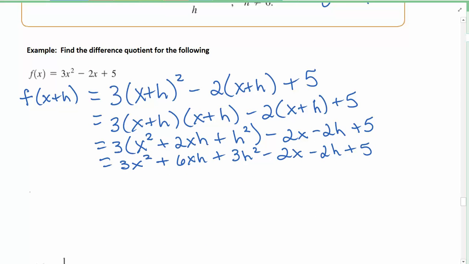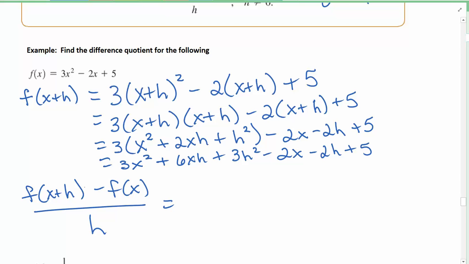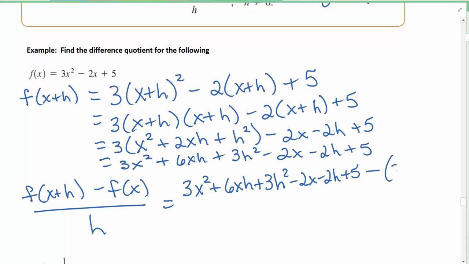So that's just f of x plus h. The difference quotient is f of x plus h minus f of x all over h. And so you go ahead and write f of x plus h, which is this 3x squared plus 6xh plus 3h squared minus 2x minus 2h plus 5. Then you subtract what f of x is, which is this original function, 3x squared minus 2x plus 5, and you'll put that all over h.